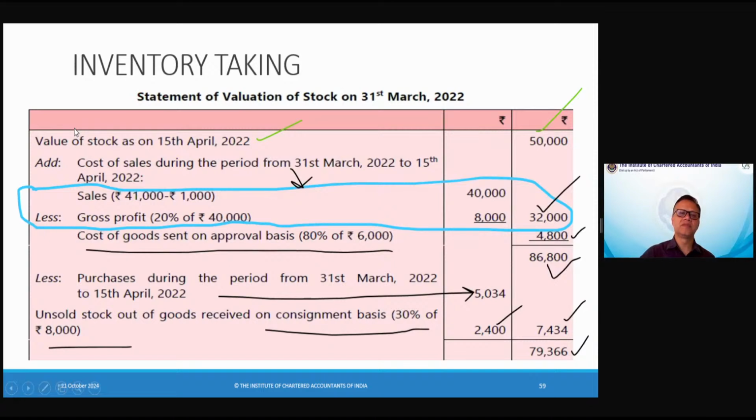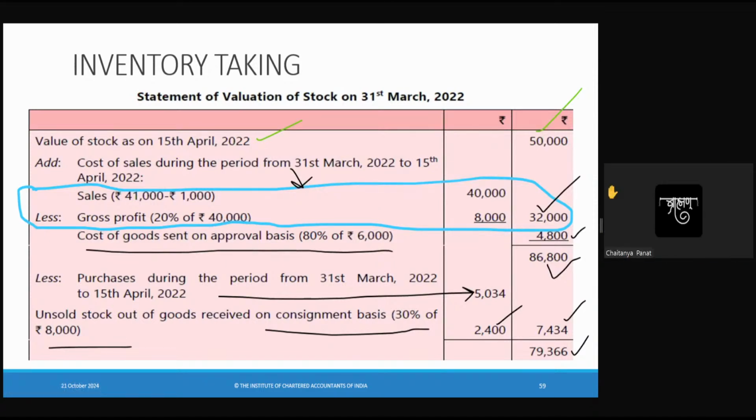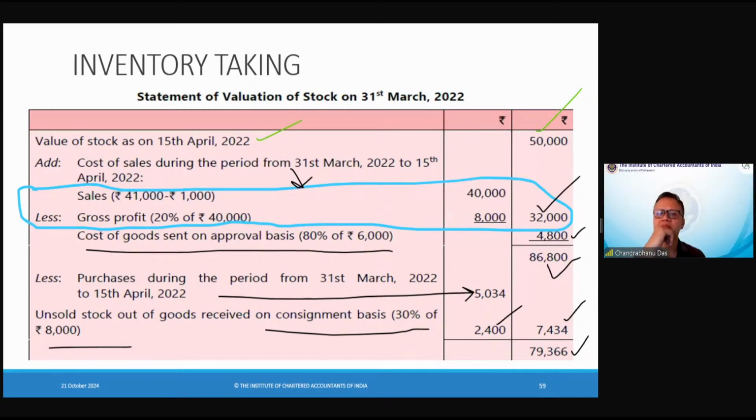Yes, Chaitanya. Yes, Chaitanya, tell me. Sir, what if GST is given on the sale? What if?